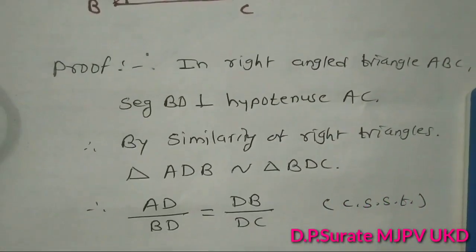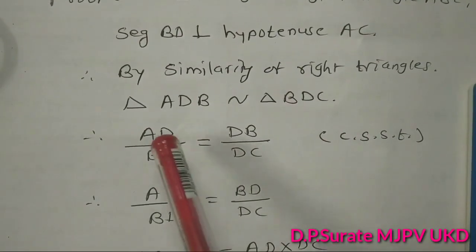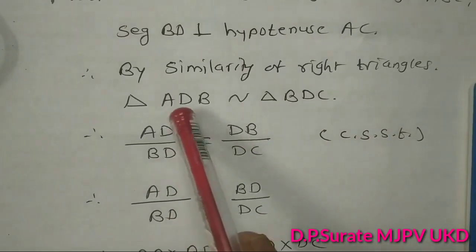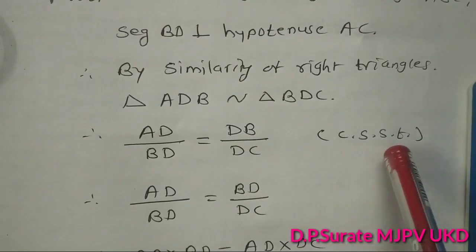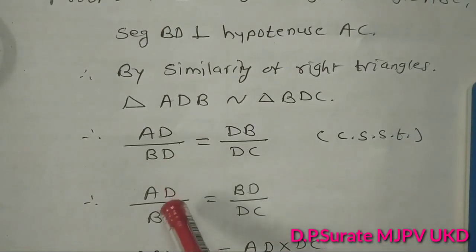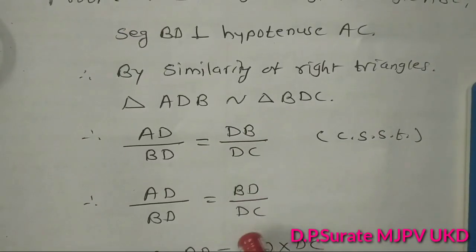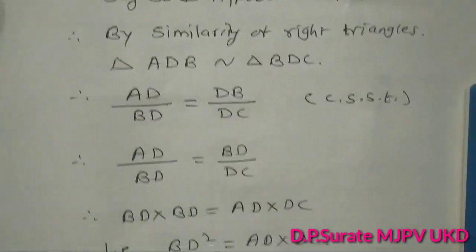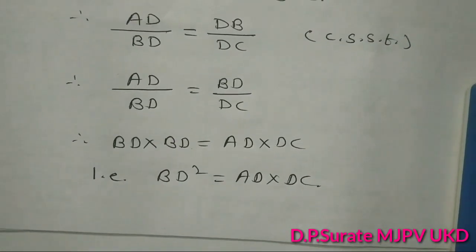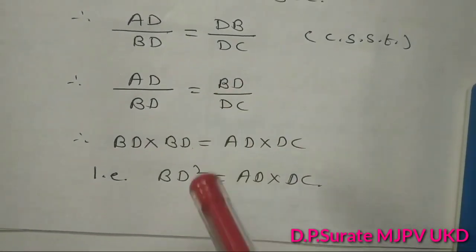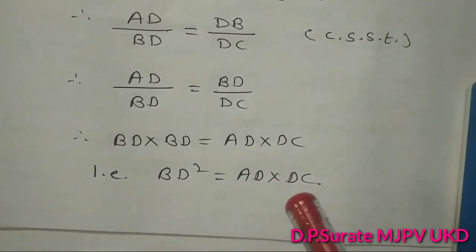So here, as these two triangles are similar, therefore by taking the corresponding sides, AD upon BD equal to BD upon DC, that is the corresponding sides of similar triangles. Now here AD upon BD we are taking as it is. Now DB is replaced as BD upon DC. Therefore here by cross multiplication we will get BD into BD equal to AD into DC, that is BD square equal to AD into DC.